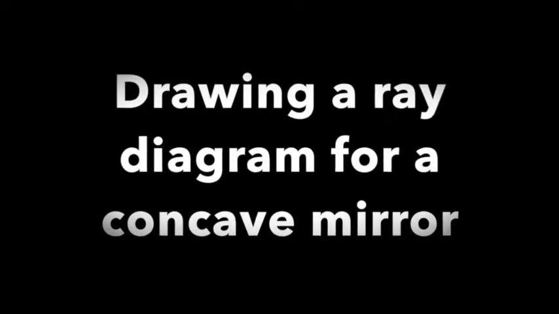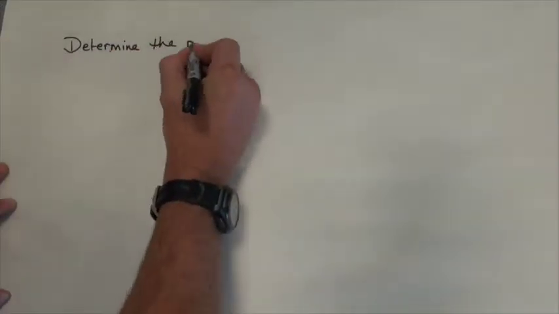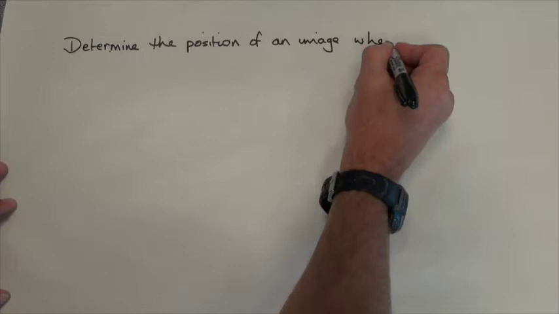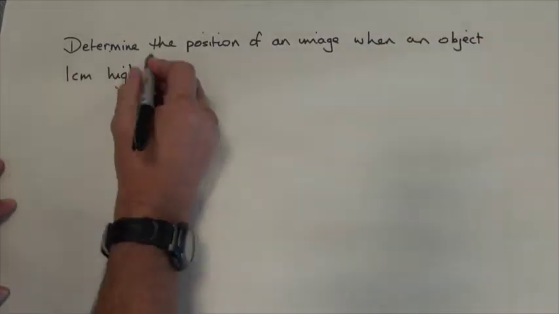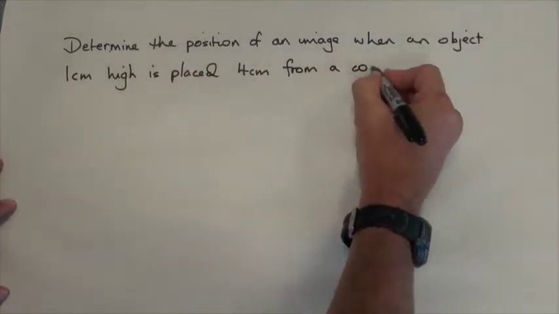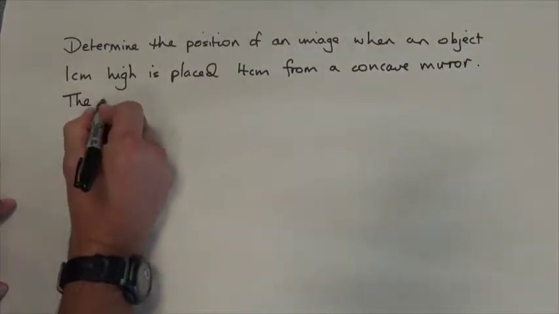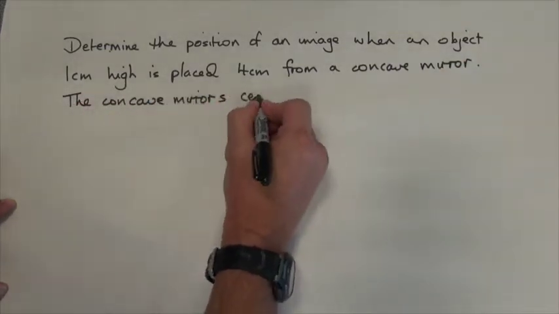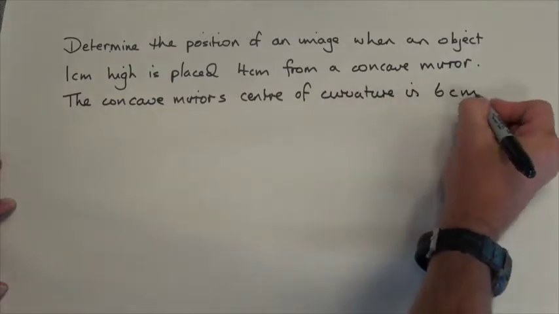In this video, we're going to be drawing a ray diagram for a concave mirror. So let's set up a scenario. In this scenario, we're going to determine the position of an image when an object 1 centimeter high is placed 4 centimeters from a concave mirror. This concave mirror has a center of curvature of 6 centimeters.